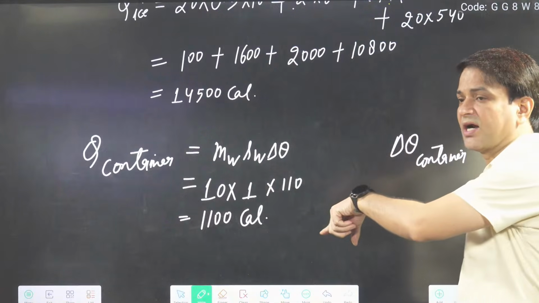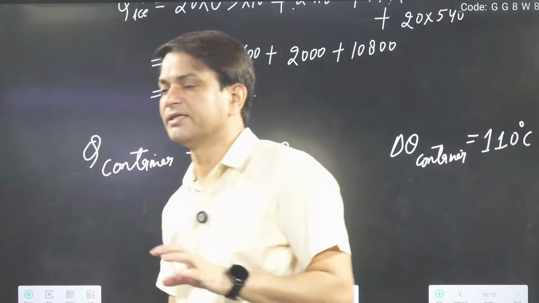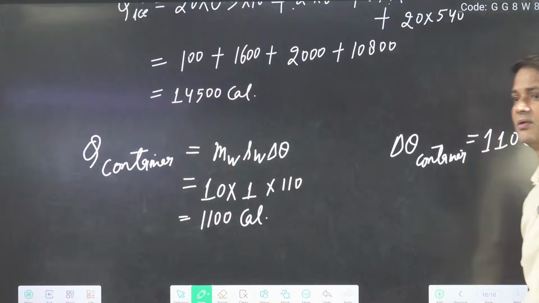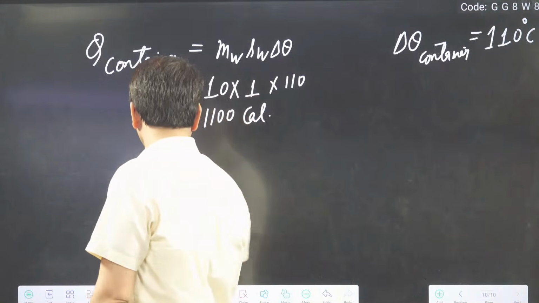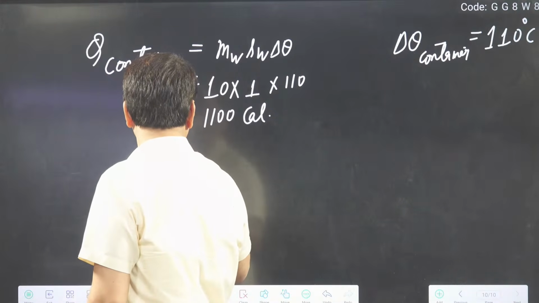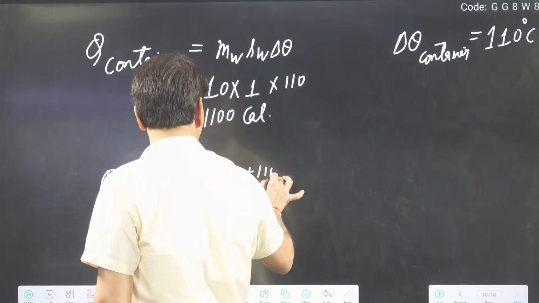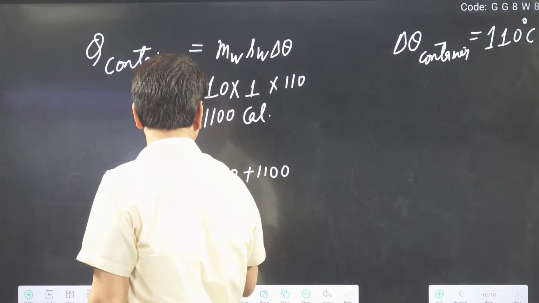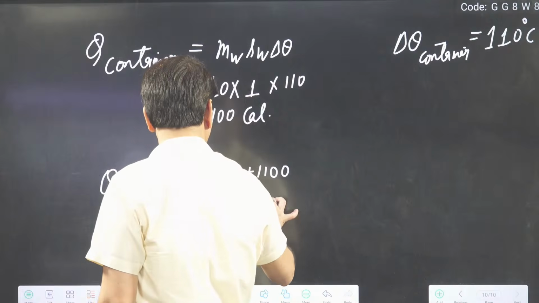Okay, so this 1100 calorie by the container and 14,500 by the ice. So what is the total heat required? Q total we can say 14500 plus 1100, that will be equal to 15600 calorie.